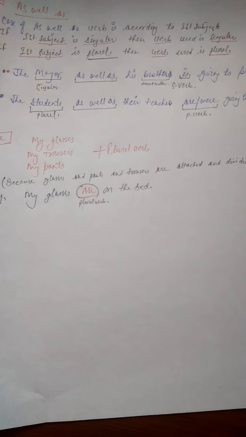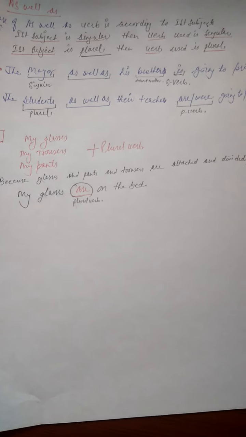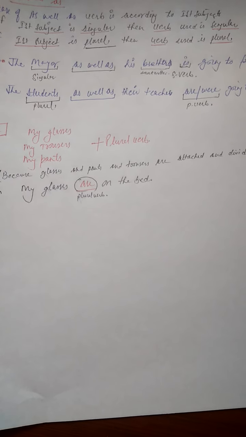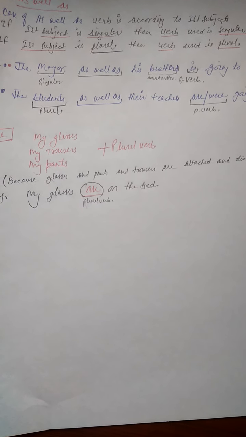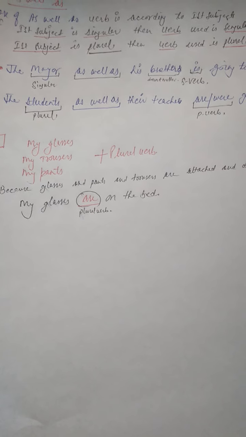हमारा रूल कहाँ से स्टार्ट हो रहा है? 'As well as' से. So his brothers here, his brothers doesn't matter because we are concerned with the subject. Subject is mayor. Mayor is in singular, so verb used will also be in singular. The mayor as well as his brothers is going to prison.